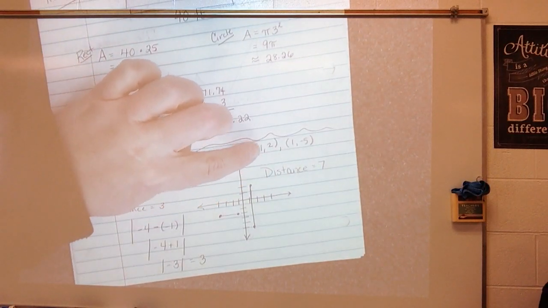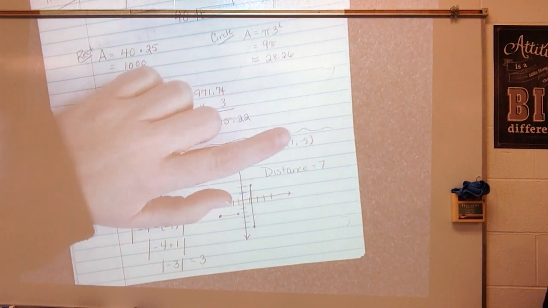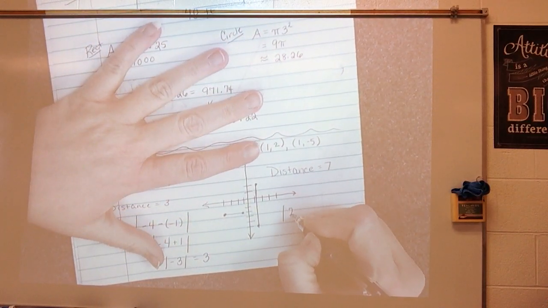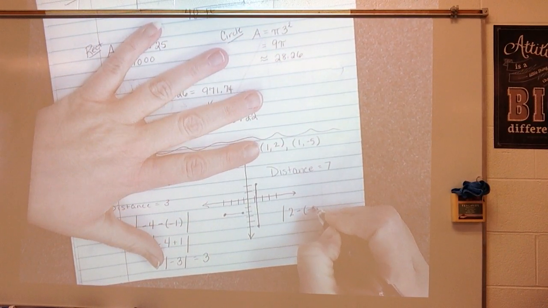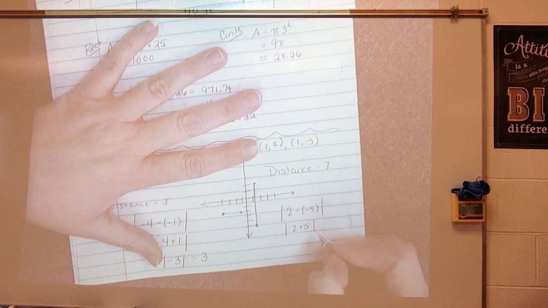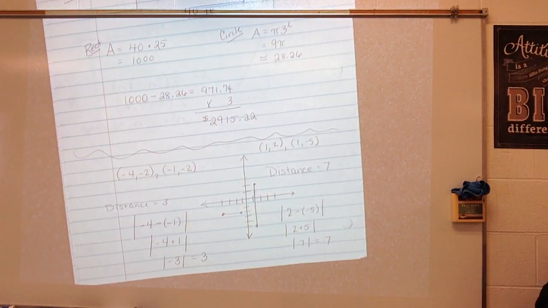Here, since my x's are the same, I can do the absolute value of my y's. So 2 minus -5, the absolute value of 2 plus 5, which is the absolute value of 7, which is 7. Okay?